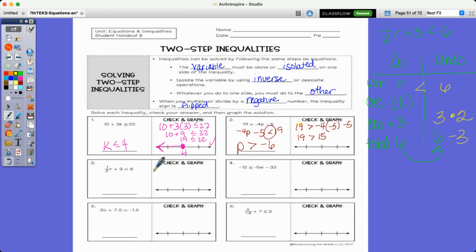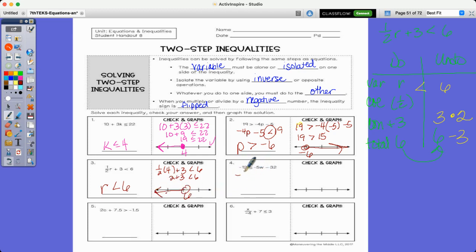So I have r has to be greater than 6. And so we can check that. Let's do the number 8. 1/2 of 8 plus 3 is greater than 6. This is 4 plus 3 is greater than 6. That's 7. That is true. Oh, I forgot to graph this, guys. Sorry. And it's greater than, open circle. So I am going to look at these.